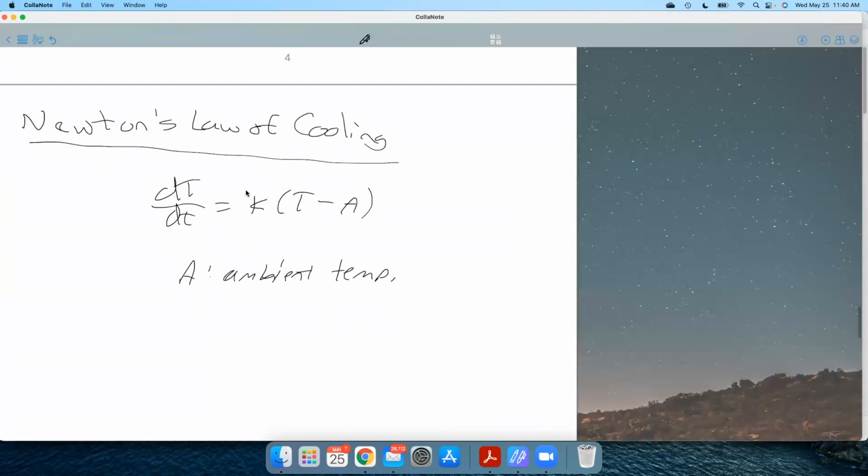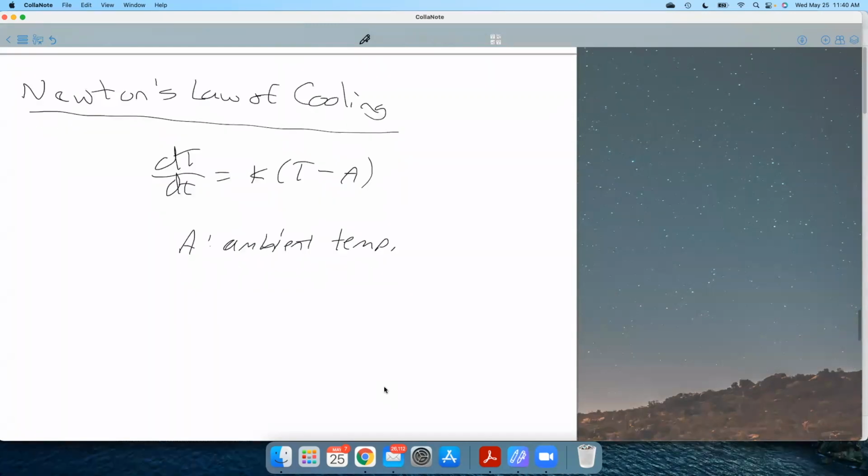Okay, so we're never going to worry about where K comes from. It's just something you find experimentally. We can solve this DE as a separable DE. I could do, for example, dT over T minus A equals k dt. Integrate both sides and I'm done.